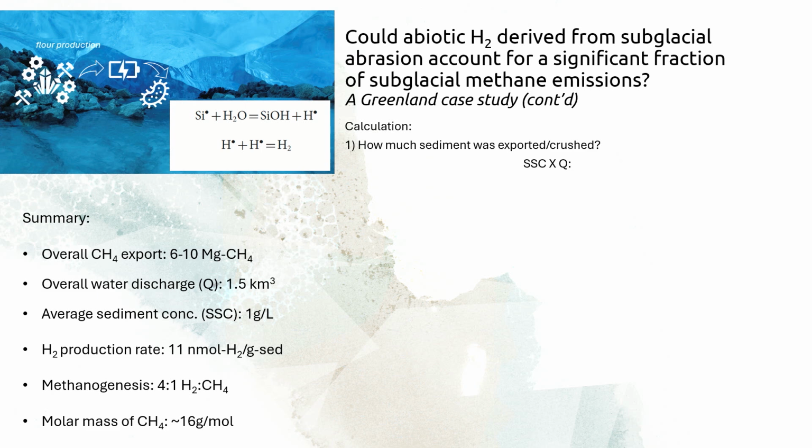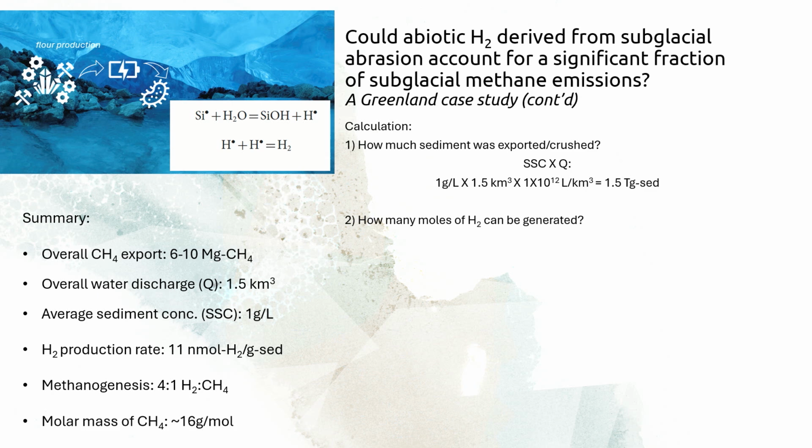And to do this, we can just use a simple calculation of multiplying the concentration of the sediment in the water times the amount of water that was coming out. So, suspended sediment concentration times your discharge. We do this calculation, and if I didn't mess up my units here, though a lot of this exercise is a unit exercise, we see that the glacier exported on the order of 1.5 teragrams of sediment, so 1.5 times 10 to the 12 grams of sediment over the summer.